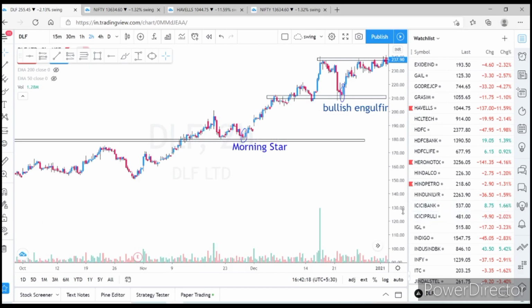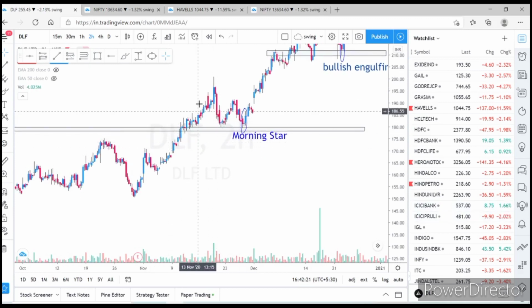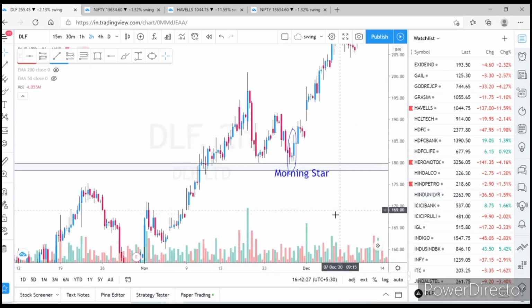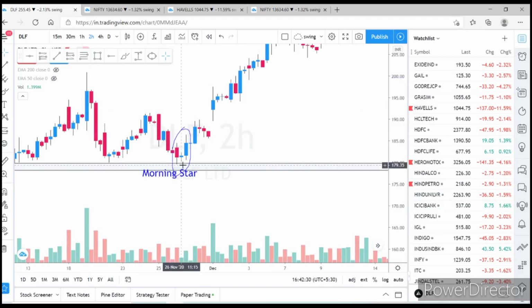Okay, as I said, once the resistance is broken, the market tends to come back to take support at the previous resistance level. So this is the previous resistance level, and you can see while it came back to the previous resistance level, it made a Morningstar: red candle, doji, and a good bullish candle.